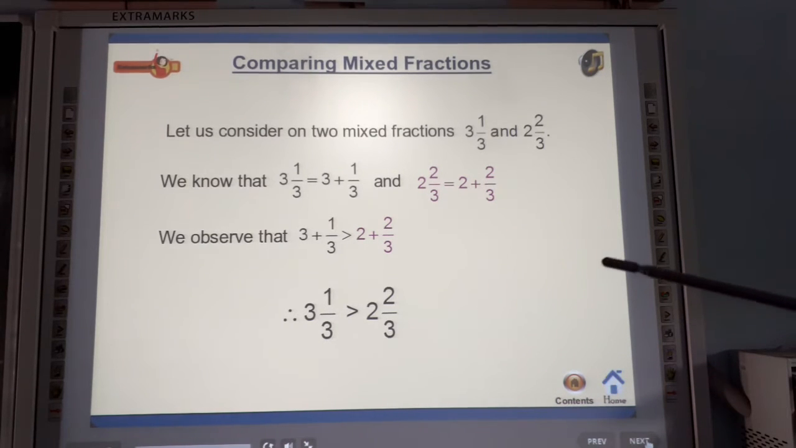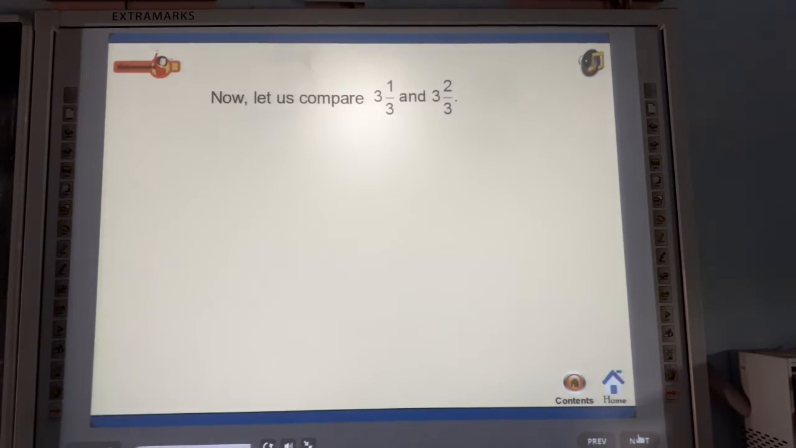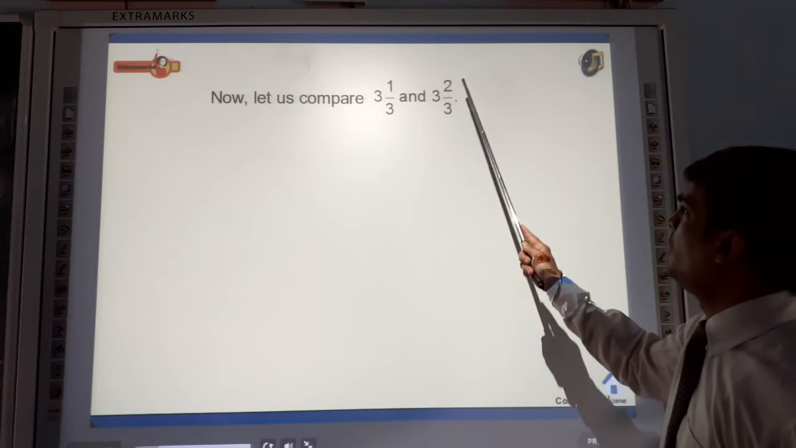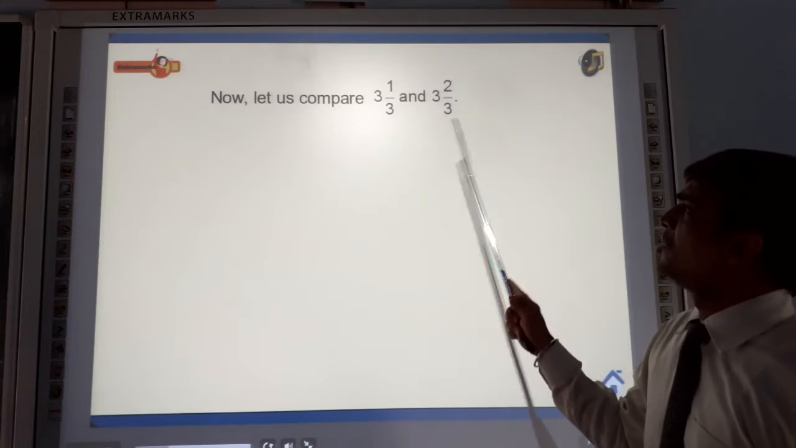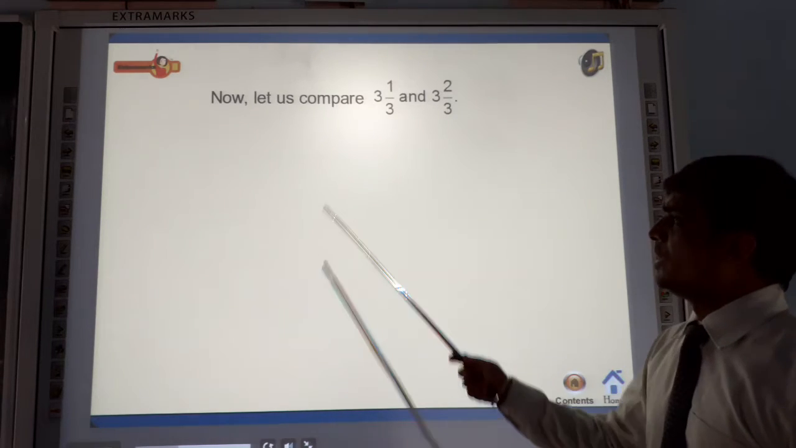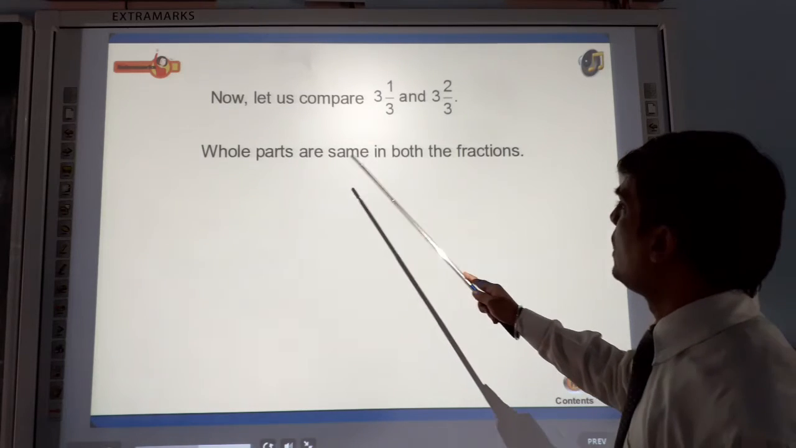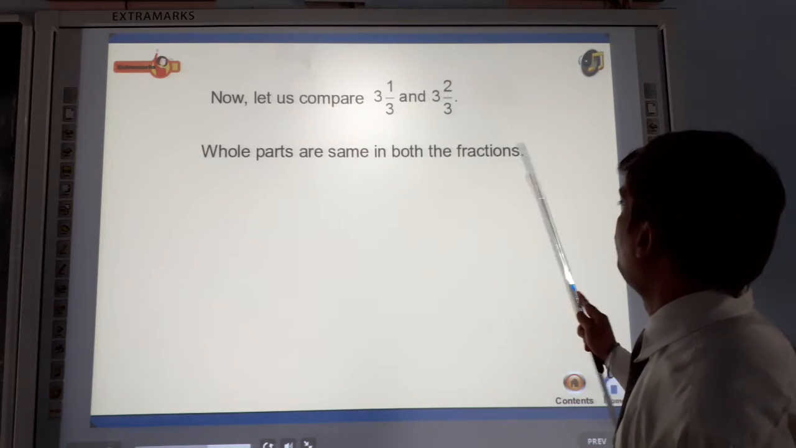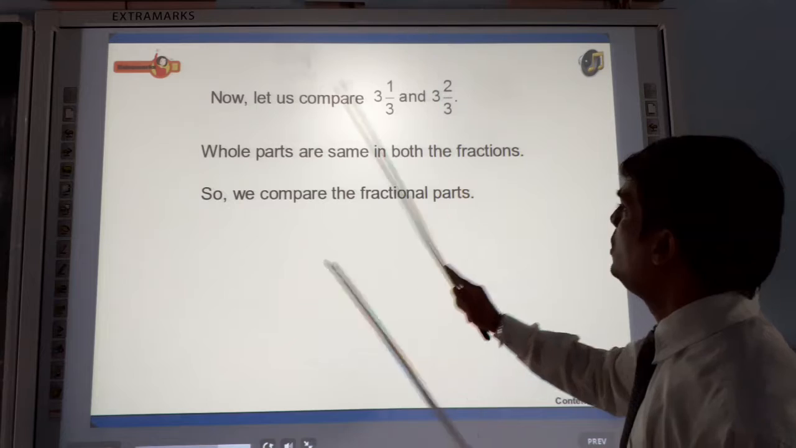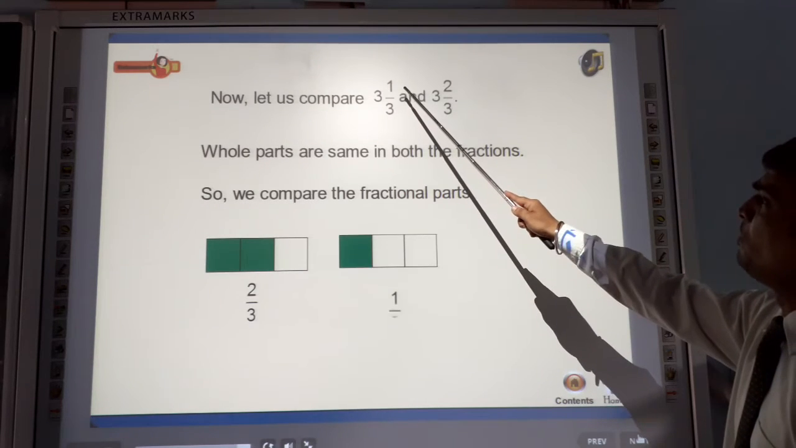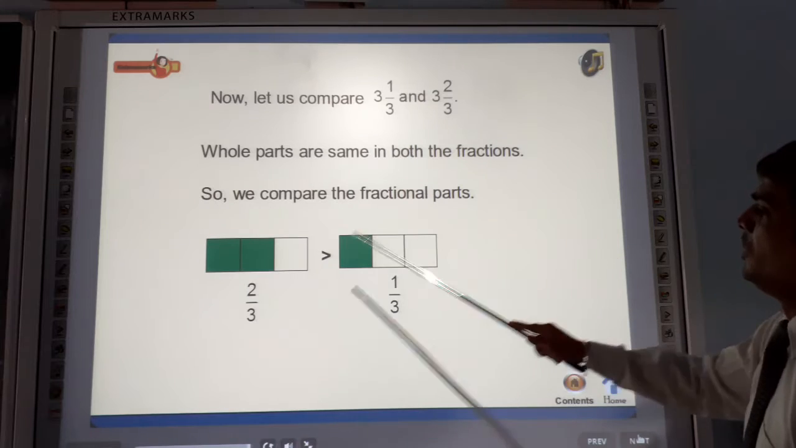Okay, show the board. Now let us compare 3 1 upon 3 and 3 2 by 3. These are mixed numbers. Look at this. Whole parts are the same in both, 3 and 3. So we compare the fraction parts. The fraction parts are 1 by 3 and 2 by 3.